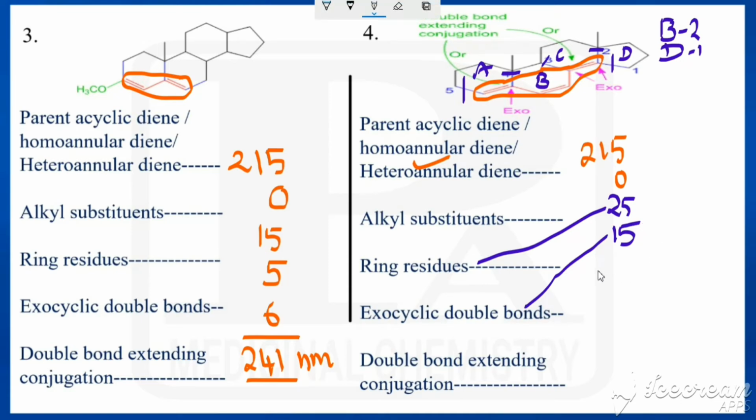Now we have to see double bond extending conjugation. So parent should have 2, here 2, 1, 3. So totally 3 are there. So it is having one extra double bond. So double bond extending conjugation would be 1. For one double bond extending conjugation, the value would be 30. So now we have to add all this. We can get 285 nanometer.